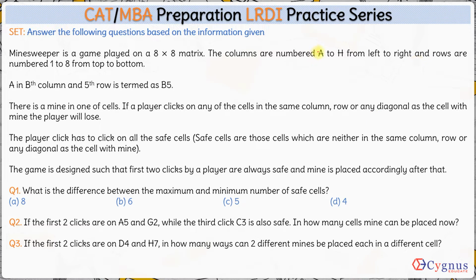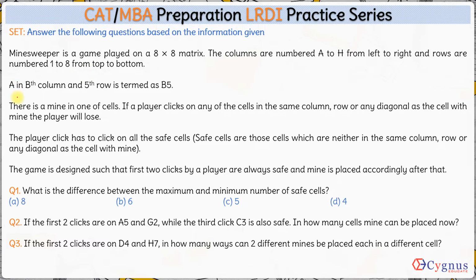Hello everyone. So here we have a very simple set based on the Minesweeper game. Hopefully some of you might have played the Minesweeper game. So what is the game? Let's see. Minesweeper is a game played on an 8 by 8 matrix. The columns are numbered A to H from left to right and rows are numbered from 1 to 8 from top to bottom.